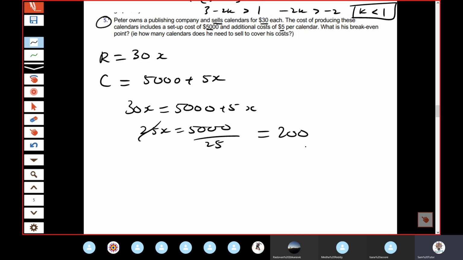Make sense? The reason why it's obviously $5,000 is because you probably have to print the calendars and stuff. That's why it's a very, very high cost. But if you can sell 200, you made your money back, which isn't too bad if you think about it for a whole year. If you can sell 200 in a year, which you should be able to, it covers the cost of making the calendar, which is 5x, as well as the whole setup cost. Anyways, which is good.